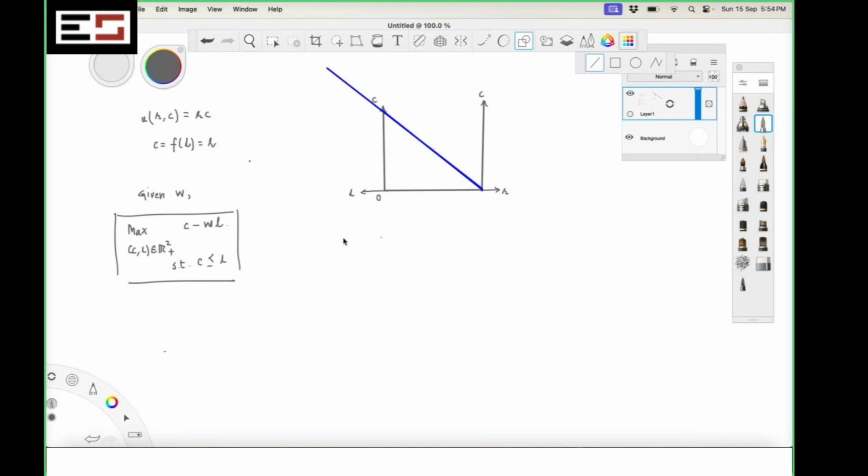So what I'm going to do is I'm going to draw iso profit curves. So what are iso profit curves? Iso profit curves are the combination of C and L such that the profit is constant. C minus WL equals to a constant profit.